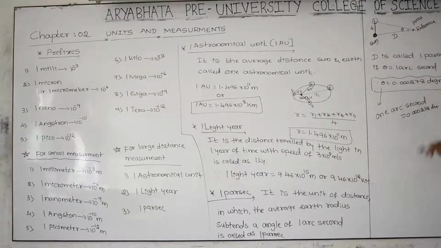This many degrees we call 1 arc second. How much is 1 arc second? 1 arc second is nothing but this much of degree. This much of angle is called 1 arc second.